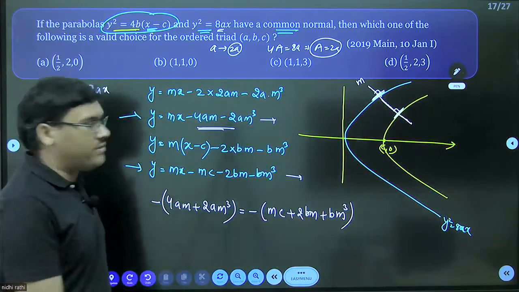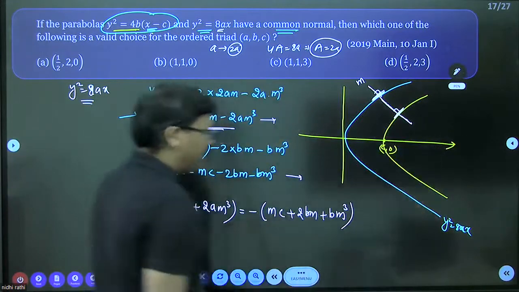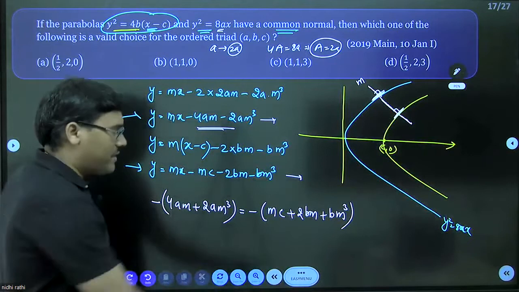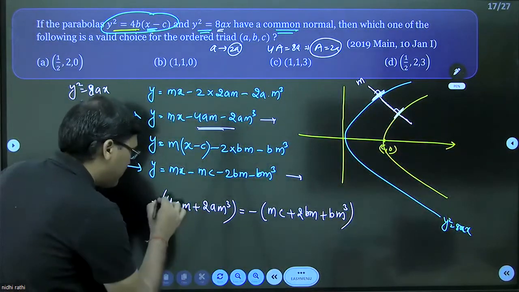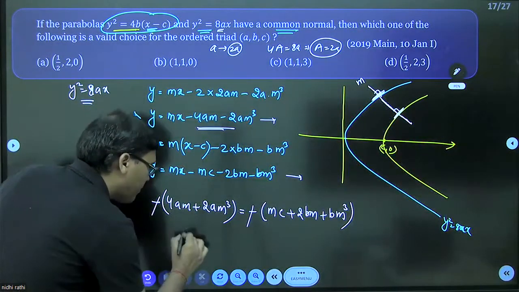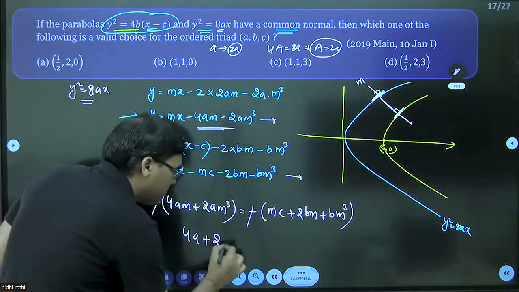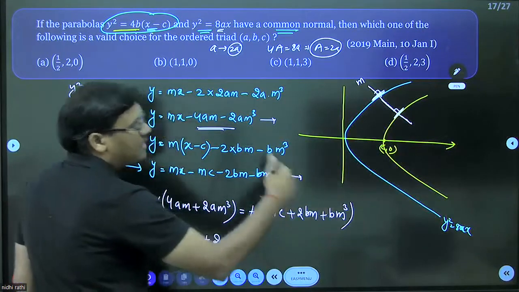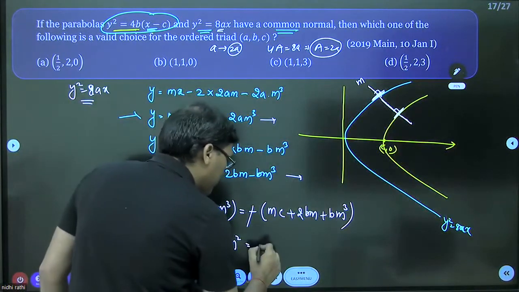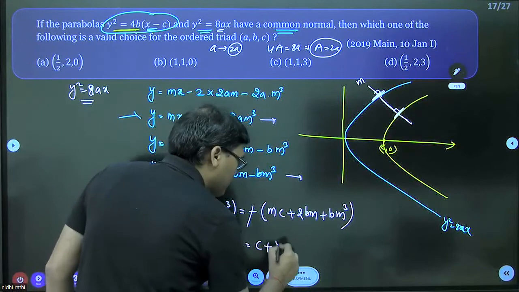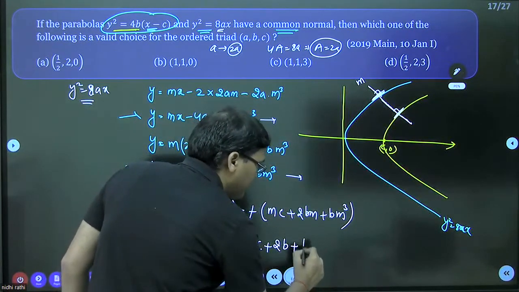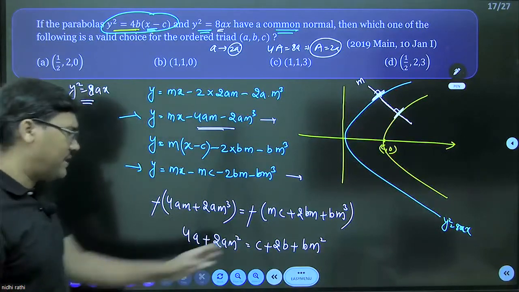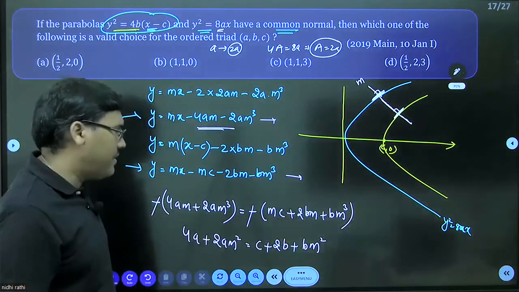m can be equal to 0. That is, you can see the x-axis. You can clearly see this is the common normal. So other than that, if you have any other normal, let's cancel this m also. This is cancelled. This is 4a plus 2am square. Just cancelling this m, considering we have another normal which is common. Okay. So this is c plus 2b plus bm square. So what we have done is we have just cancelled this m here, right?